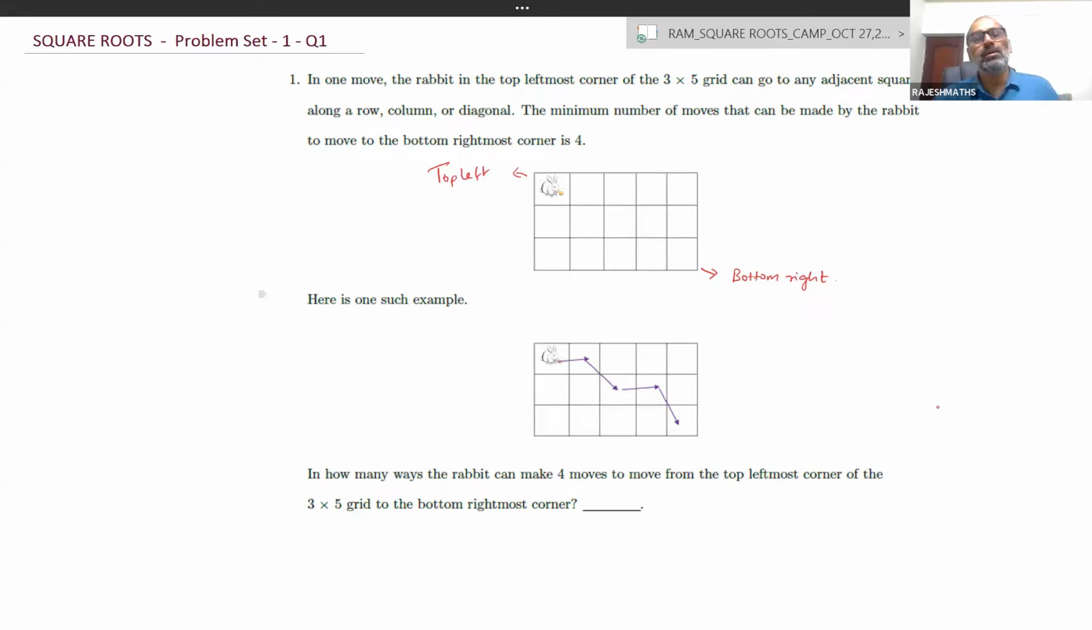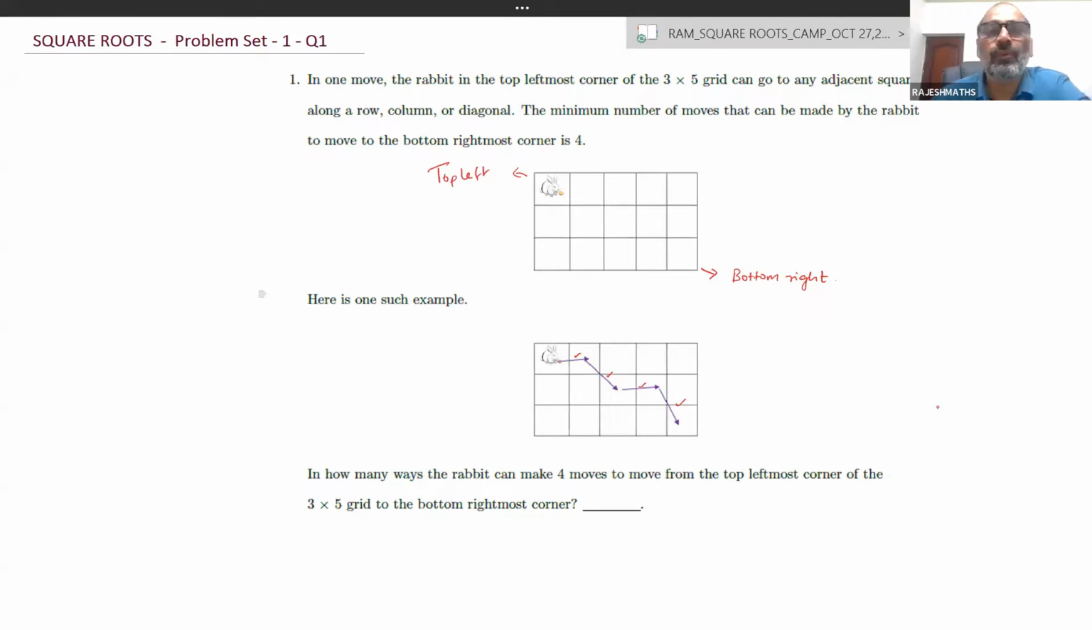Here is one such example. It goes right, diagonal, right, and diagonal. So there are 4 moves: 1, 2, 3, and 4. In how many ways can the rabbit make 4 moves to move from the top leftmost corner of the 3x5 grid to the bottom rightmost corner? This is one example. You need to include this example and then make the count.